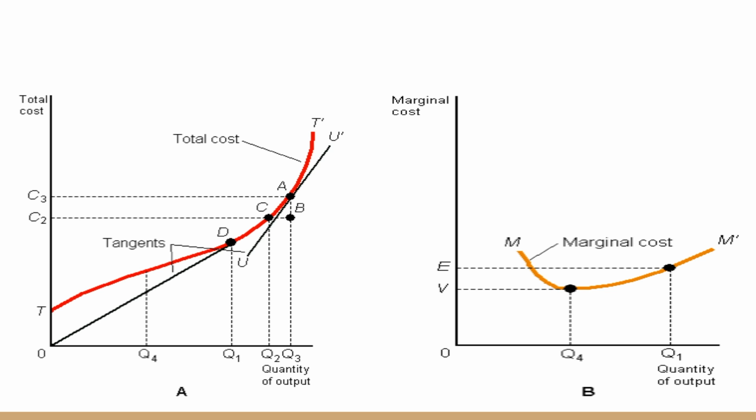From graph B, the minimum cost occurs when the quantity equals Q4, which is denoted from the graph that there is no rate of change. This would mean when marginal cost, or the derivative of the total cost function, equals 0. This also happens when it is a maximum and a horizontal inflection.